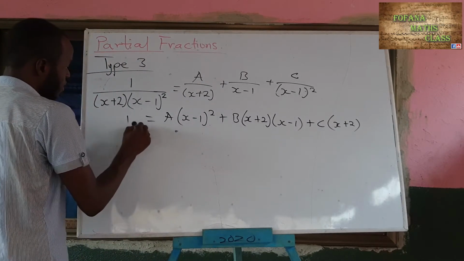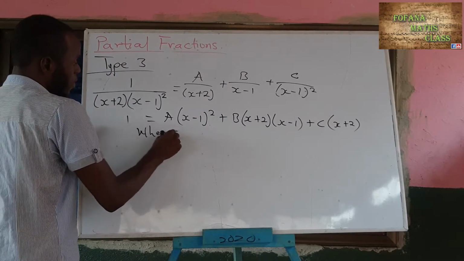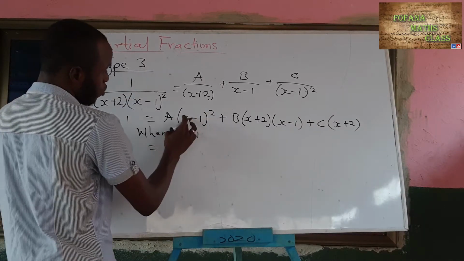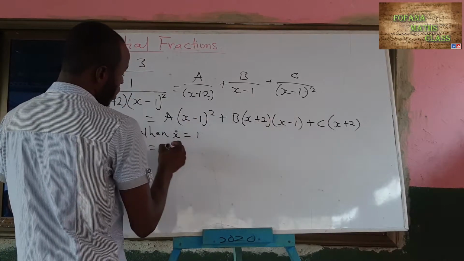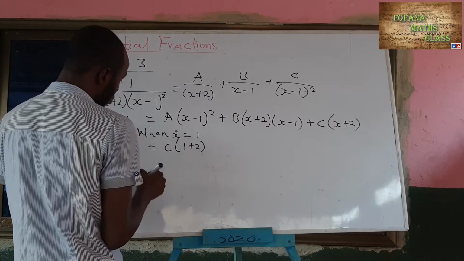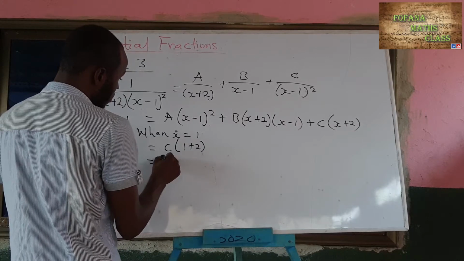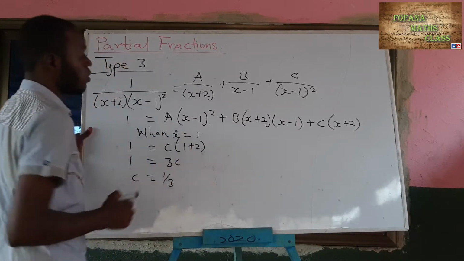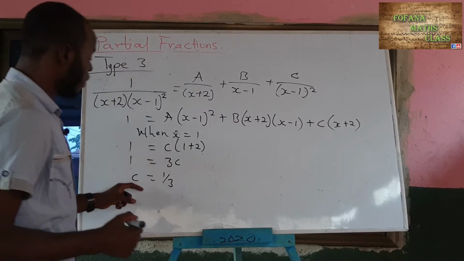So when I set x to be equal to 1, okay, I'll have 1 here to be equal to, this one will tend to 0. Okay, this one will also tend to 0, and it will be left with what, c into bracket 1 plus what, 2. All right, so we'll have 1 to be equal to what, 3c. All right, so my c will be equal to 1 over 3. All right, so now we've gotten the value for c.